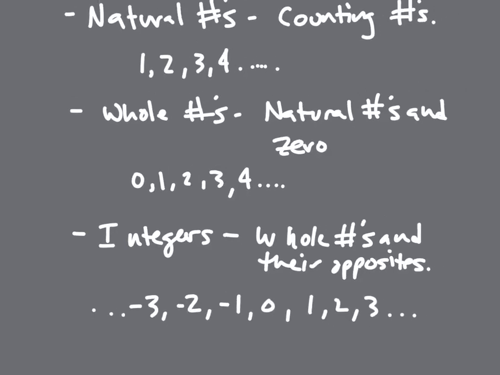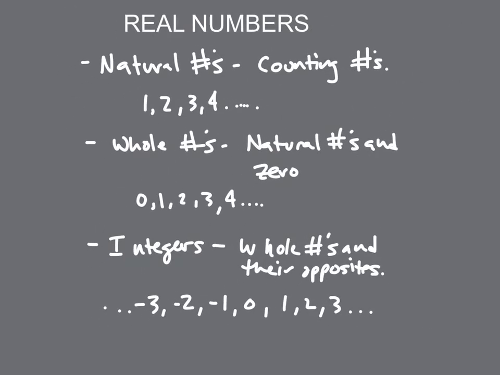Understand that what I'm doing here is taking one set of numbers and building on that set of numbers. So the natural numbers exist within the whole numbers, and the natural numbers exist within the integers. Whole numbers also exist within the integers. But the whole numbers do not exist within the natural numbers, because the whole numbers include 0 and the natural numbers don't.